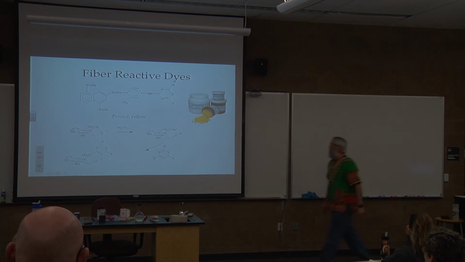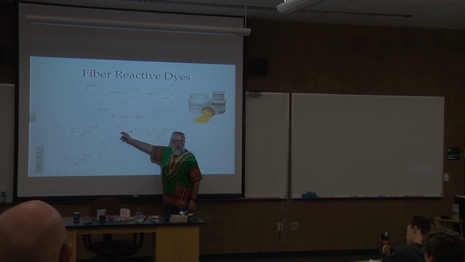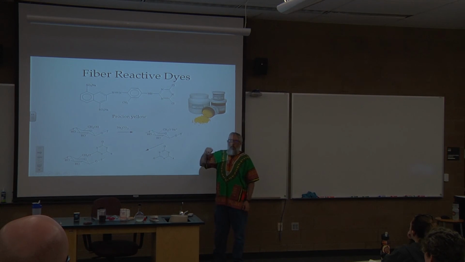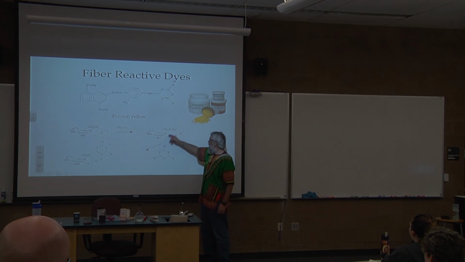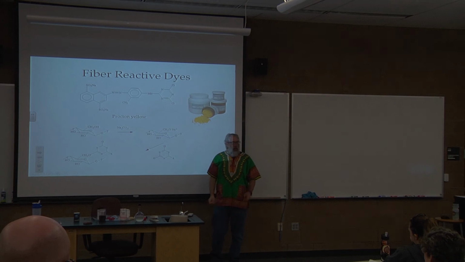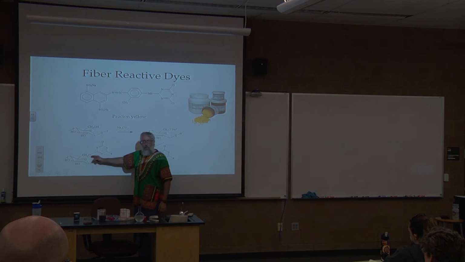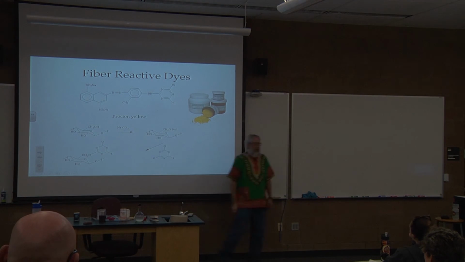Well, let me just go through this. Here's cellulose again. The dye fixer in this case is just sodium carbonate. Sodium carbonate is a base that will remove a few of the hydrogens from the hydroxyl groups and convert them from neutral OH to oxide anions. And then this attacks a carbon, displaces the chlorine, and we form a nice, stable, covalent bond, an ether bond between the fiber and the dye itself.